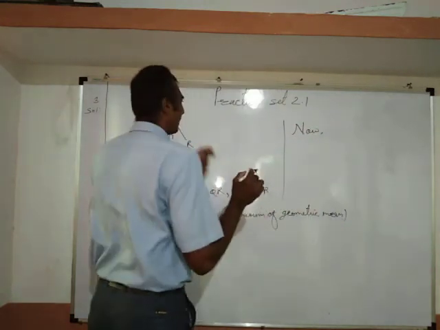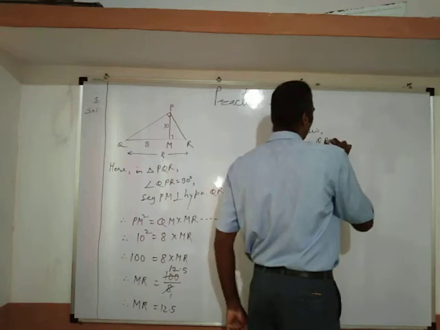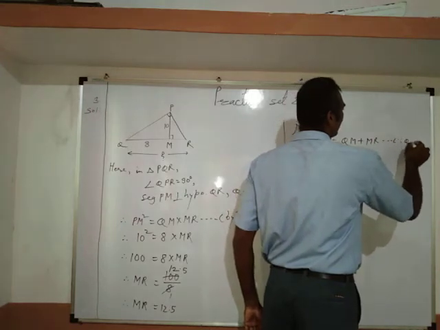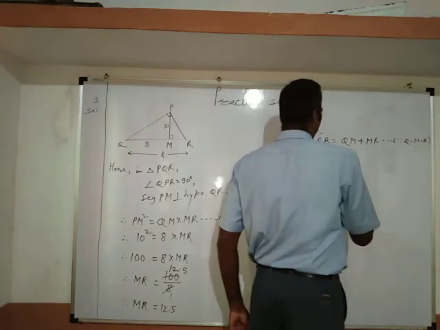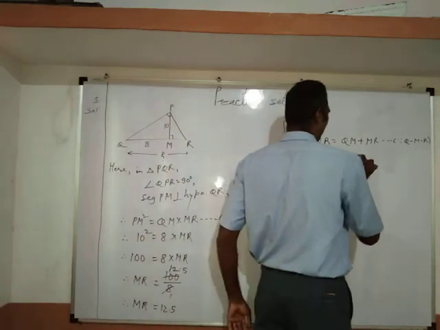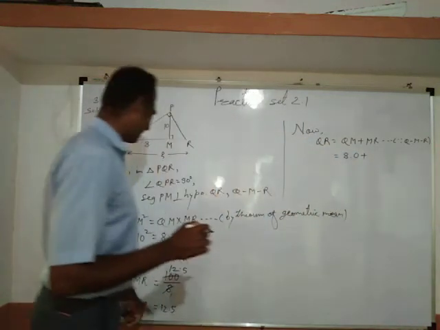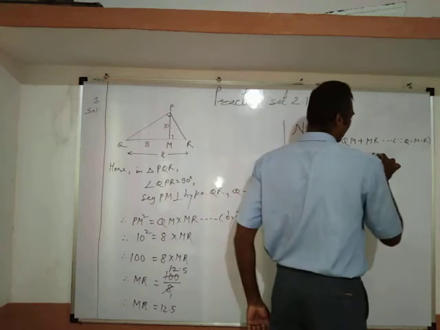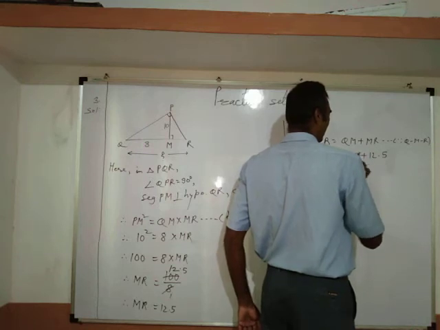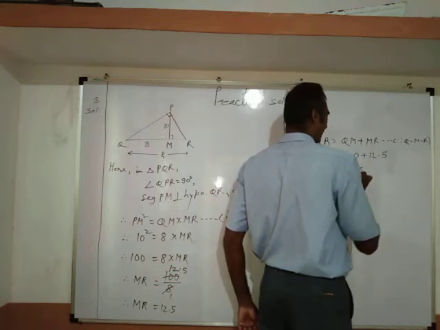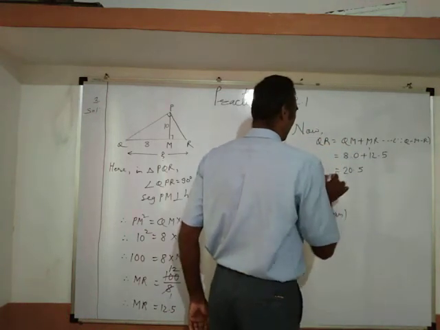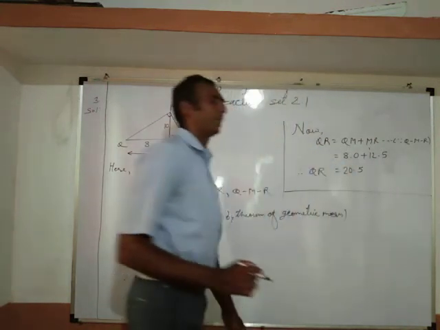Now, we are interested in QR. QR equals QM plus MR. Since Q-M-R, QM is 8, which we can write as 8.0, plus MR is 12.5. Let's put it here. 0 plus 5 gives us 5, decimal below decimal. 8 plus 2 gives us 10, carry 1, and 1 plus 1 is 2. And therefore, QR equals 20.5.